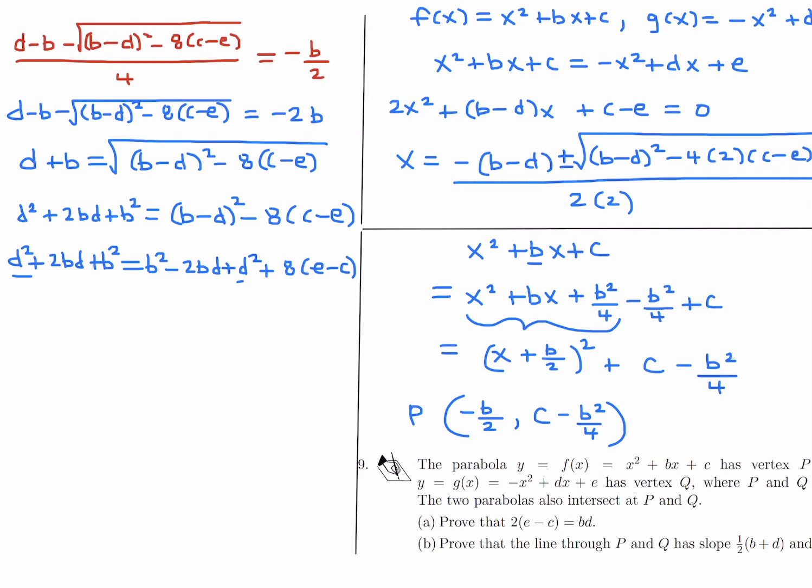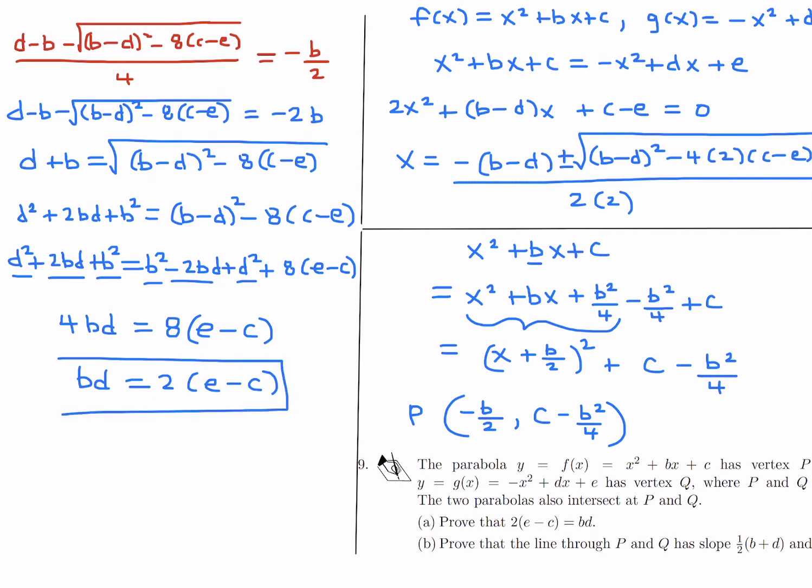The d squareds cancel, the b squareds cancel, put this on the other side, and I get 4bd is equal to 8 times e minus c, and there we go. Divide through by 4, and you get bd is equal to 2 times e minus c. And that is exactly what they wanted us to prove. So there you go. I really hope that this is question number 9 on the Euclid.